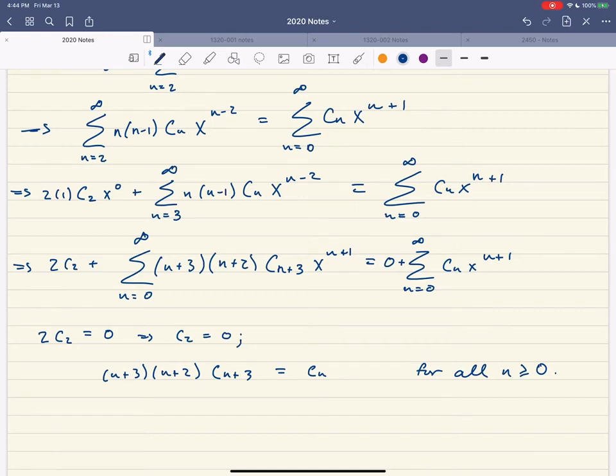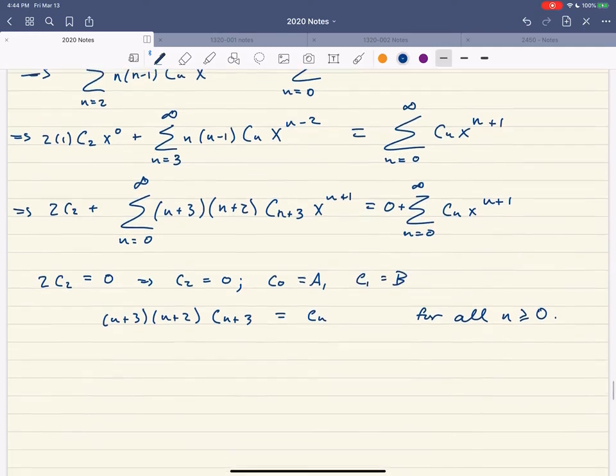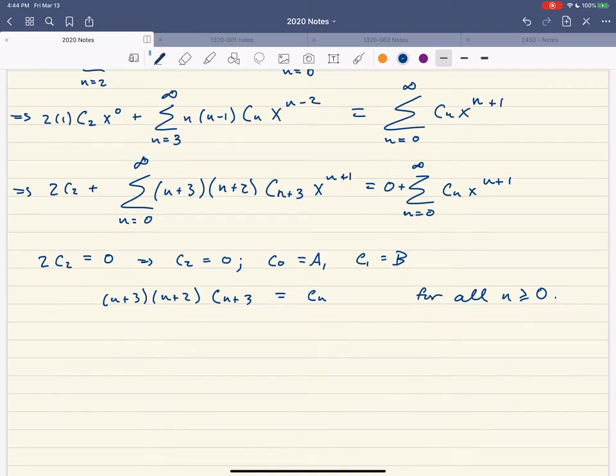Actually, that's not completely true. We know c2 is 0. We don't get to do what we want with c2. c2 has to be 0. But we do get to do what we want with c0 and c1. So we'll call those A and B. And I'm going to rewrite our equation so that we've got c sub n plus 3 is equal to c sub n over quantity n plus 3 times n plus 2. And again, this is only true for n greater than or equal to 0.